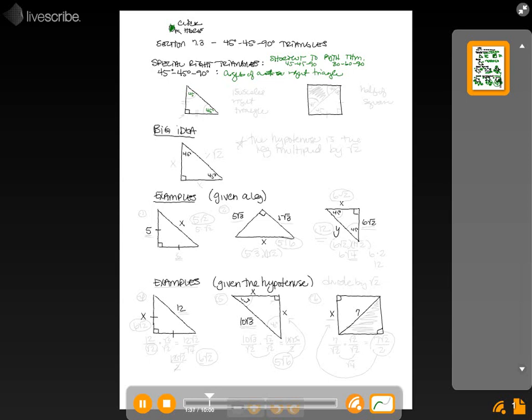Now another way to think of it is that it's an isosceles right triangle. The reason it's isosceles is that two of your angles are congruent. They're both 45. So you could mark two of the sides congruent. The right angle would be your vertex angle, and then the other two angles would be your base angles. And since they're congruent, that makes it an isosceles triangle. So that's another way of thinking about it. It's an isosceles right triangle.